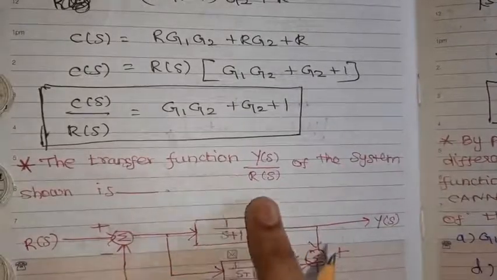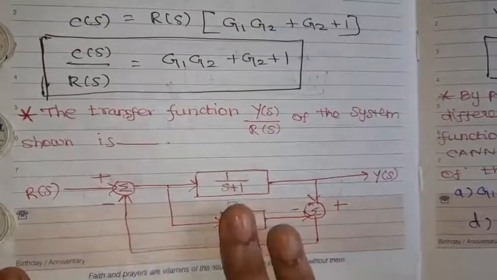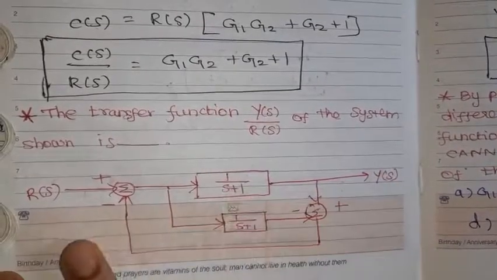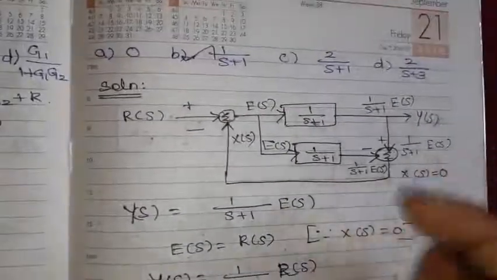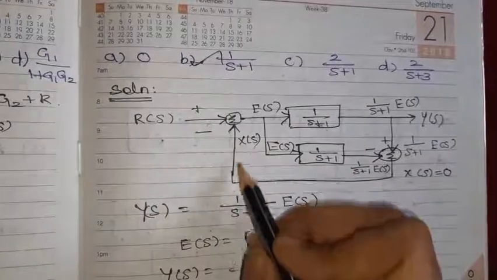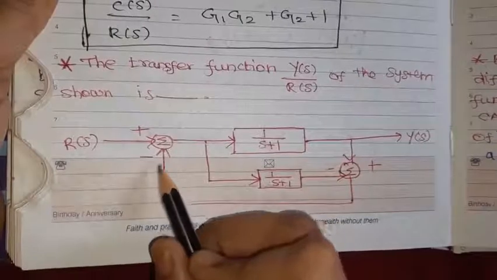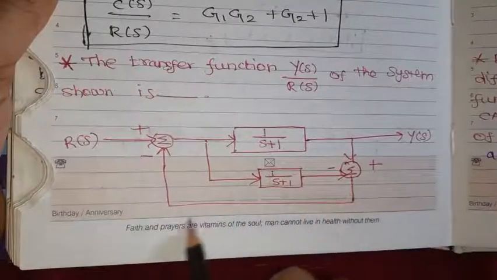Then the transfer function Y of s by R of s of the system is shown. We need to find out the transfer function of Y of s and R of s. This is also a block diagram reduction. So just read again the given diagram. Here we see plus, minus, and summation. R of s is summed up with some value, and this output we do not know.